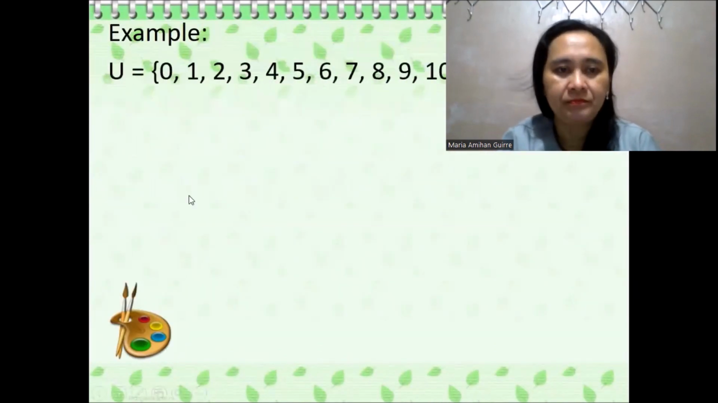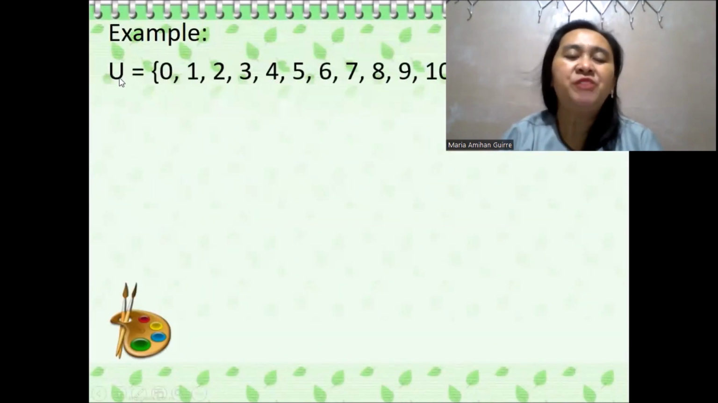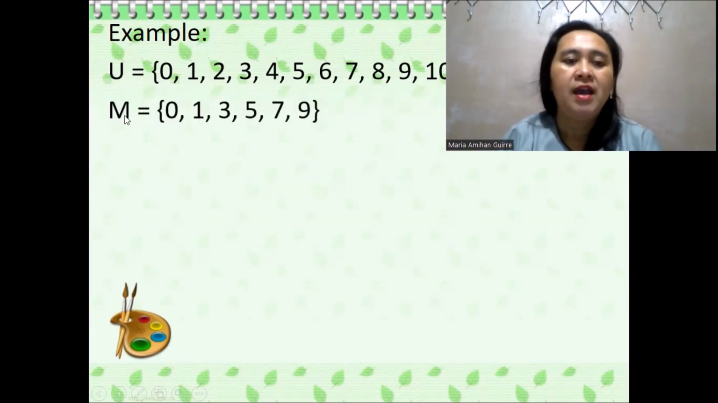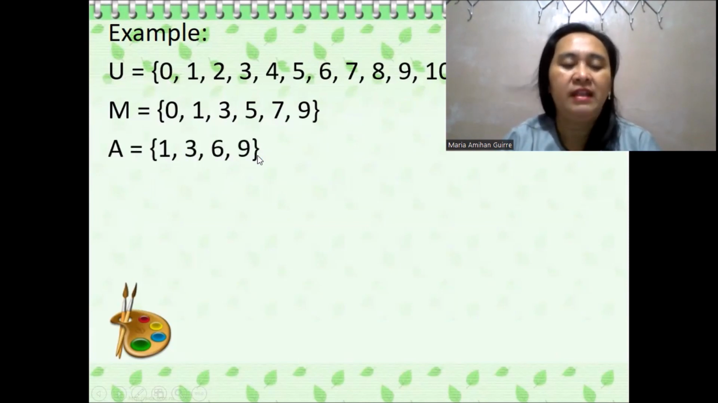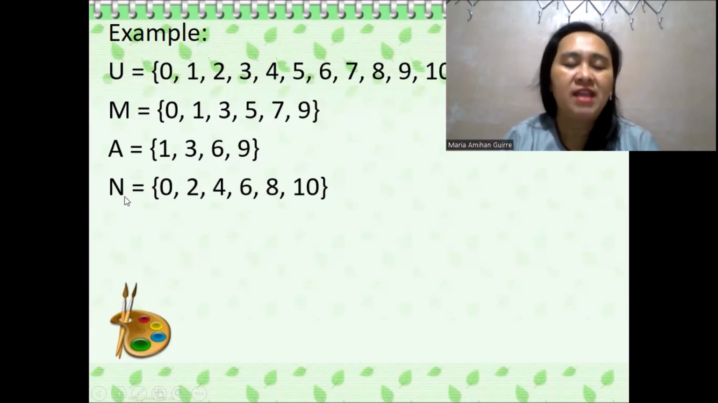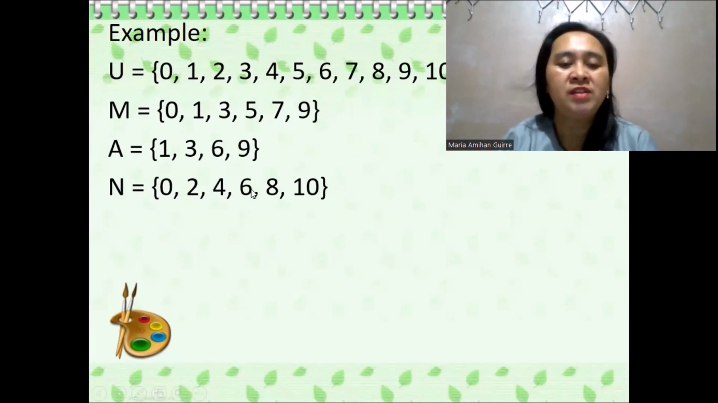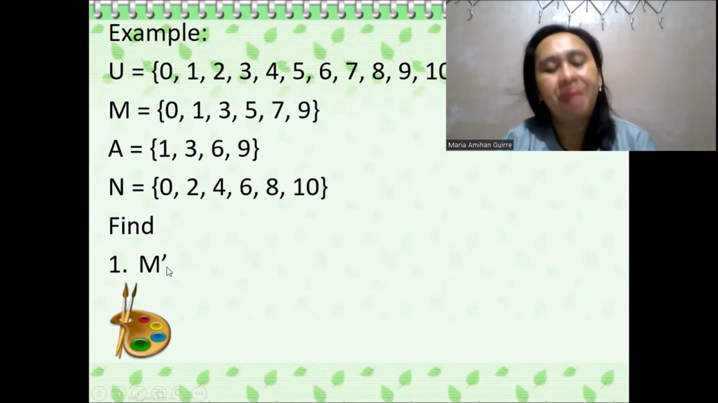Example, the elements of the universal set are from 0 to 10. The elements of set M are 0, 1, 3, 5, 7, 9. And the elements of set A are 1, 3, 6, 9. And elements of set N are 2, 4, 6, 8, 10. Find the complement of M or M prime.